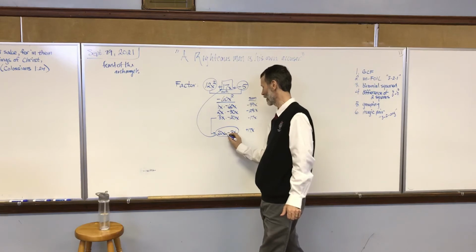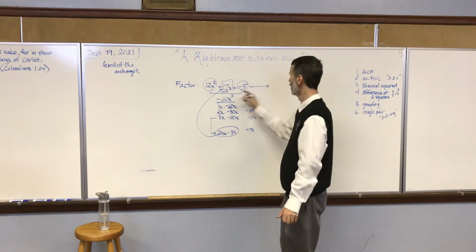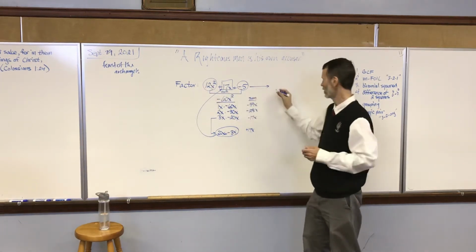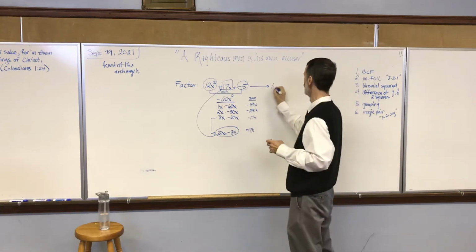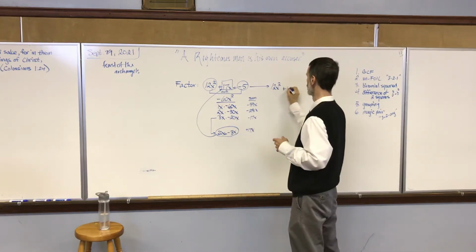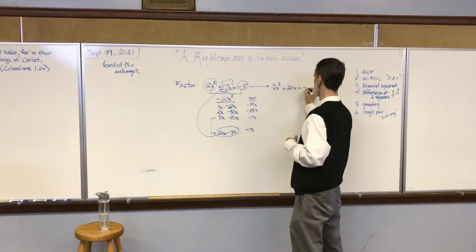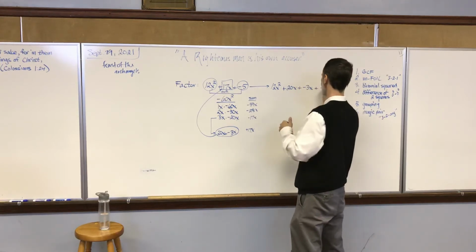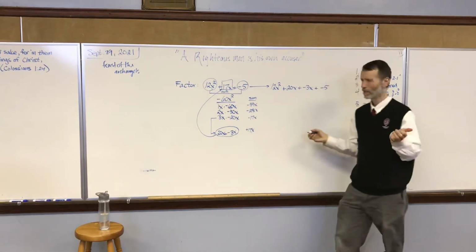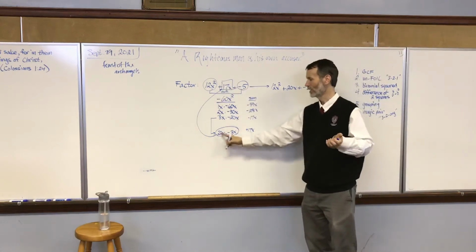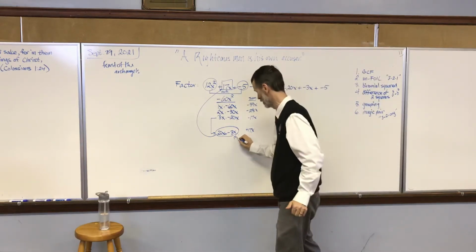Add them, correct. Can you give me this from beginning to end? Plug that in. 12x squared plus 20x plus negative 3x plus negative 5. Does everybody see where we got that? So instead of the middle term, I plugged in the magic pair.